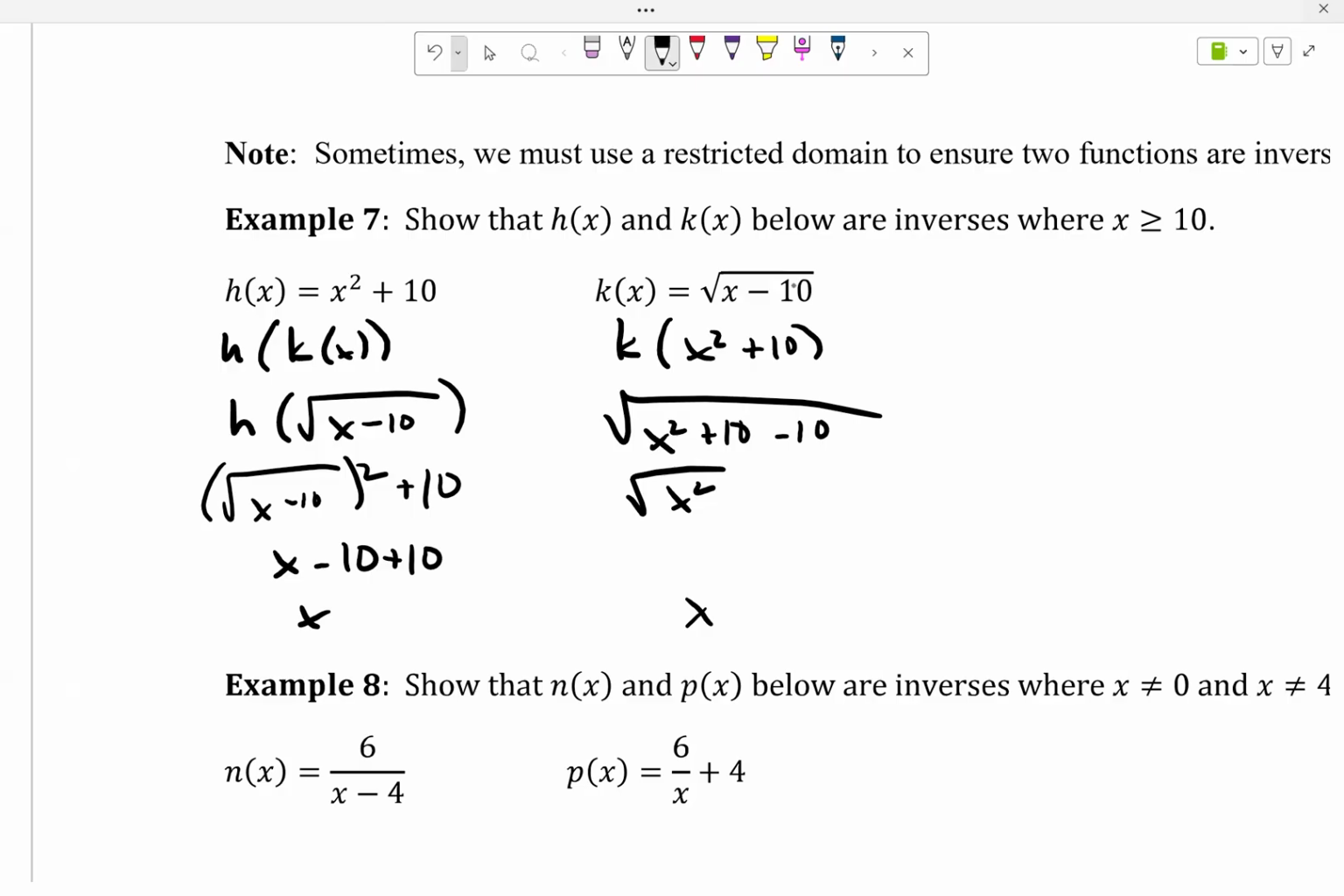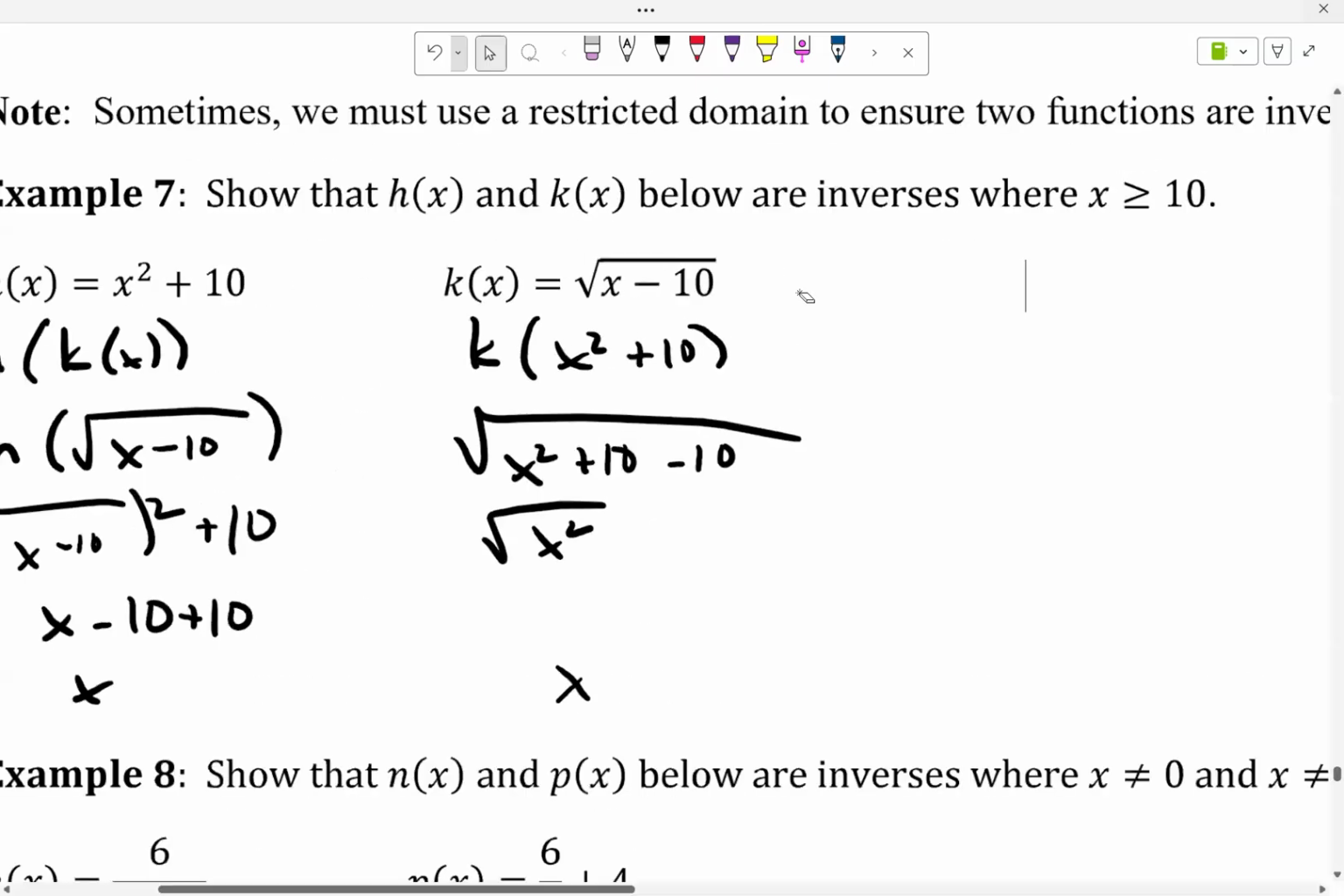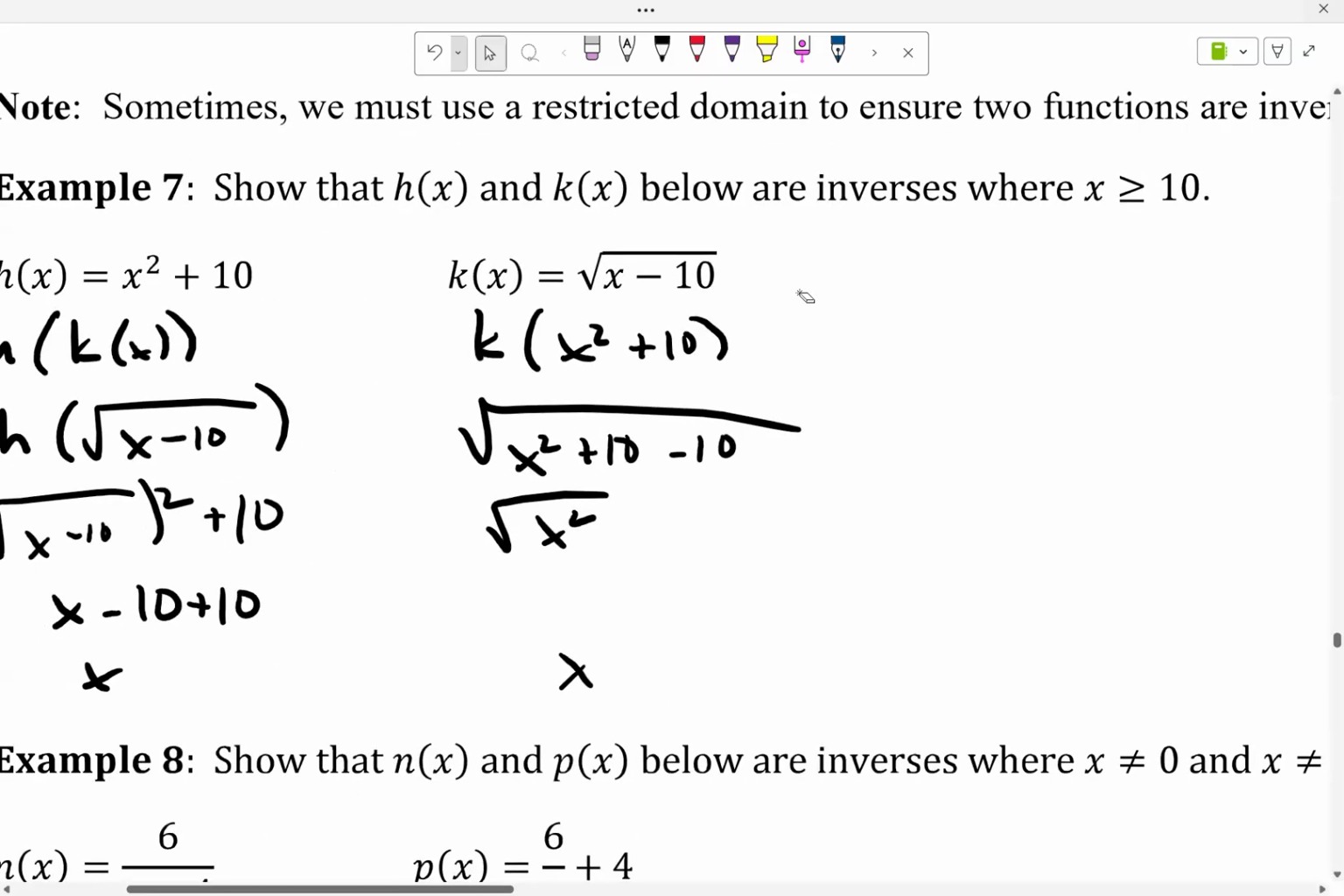Positive number. Oh, wait. And here it tells us that X is positive. Oh, I was overthinking. So yeah, it's important to... I do need to see both of these. If you're showing me that two functions are inverses, I need to see both, please.